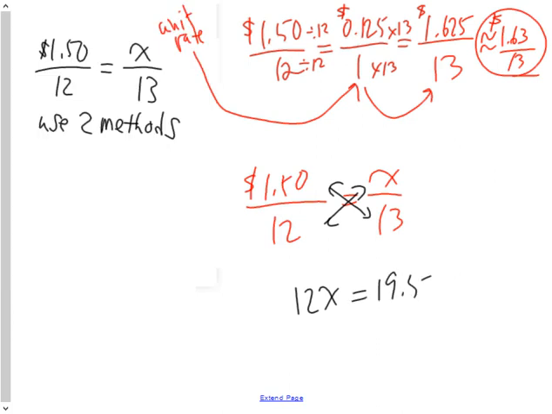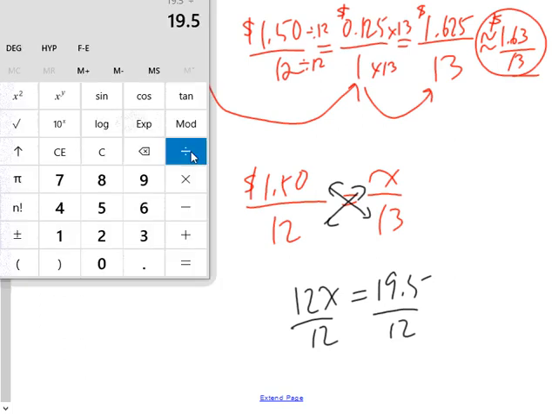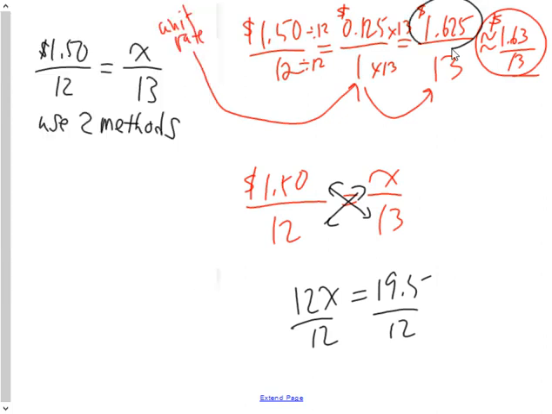I don't want to say dollars. Divide both sides by 12. And 19.5 divided by 12 will give me the same answer as over here, right here. x equals $1.625, or approximately $1.63.